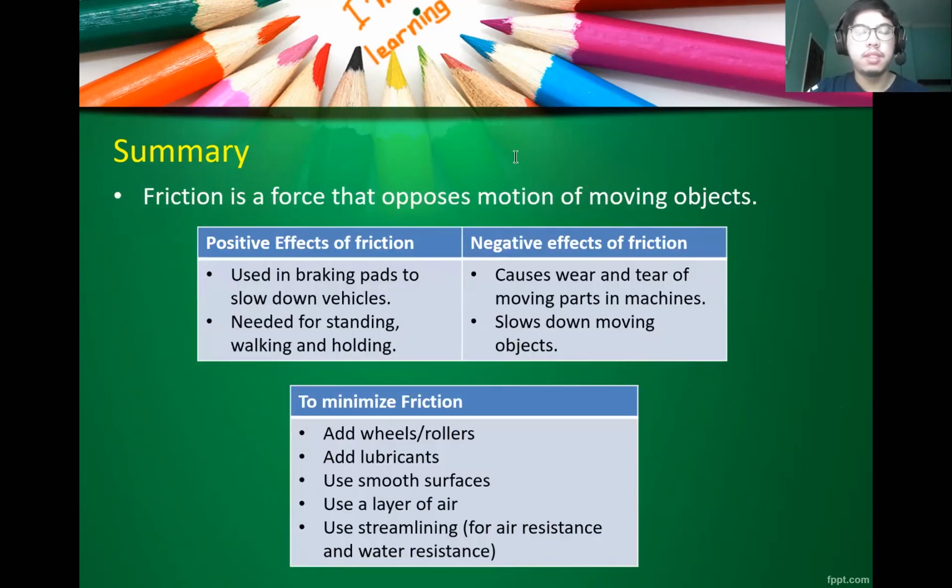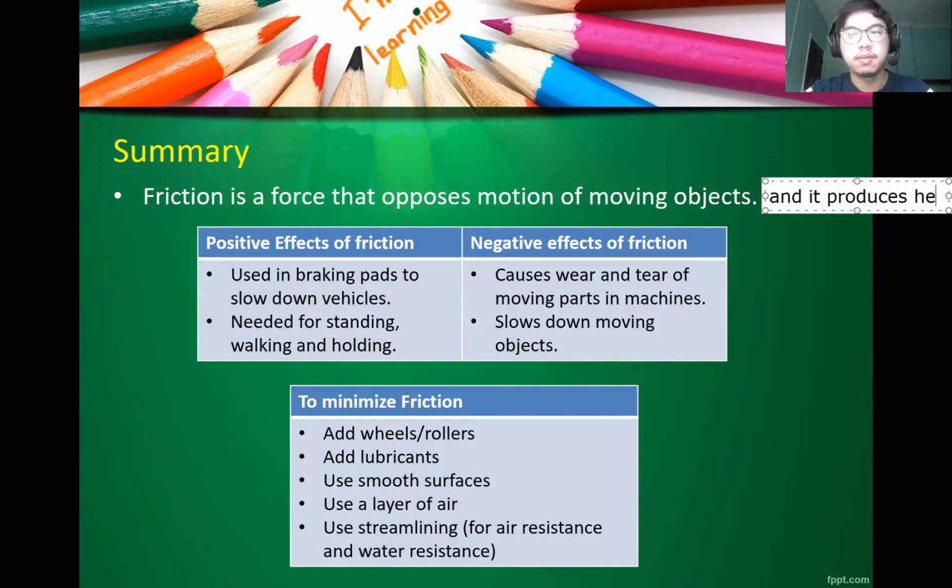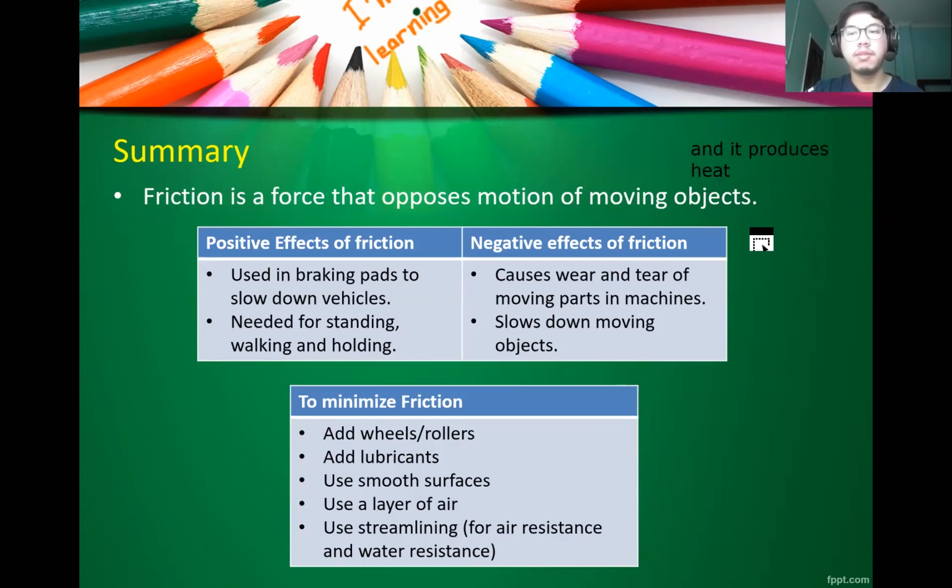Okay? So, to summarize, friction is a force that opposes motion of moving objects. And also I would like to add here, it produces heat. Okay, so that's another characteristic of friction, produces heat. Okay, we looked at the positive effects of friction. So friction can be useful, especially in braking and in standing, walking, and holding. Friction can have negative effects. So friction can give us disadvantages. Friction can cause wear and tear of moving parts in machines, and friction can slow us down.